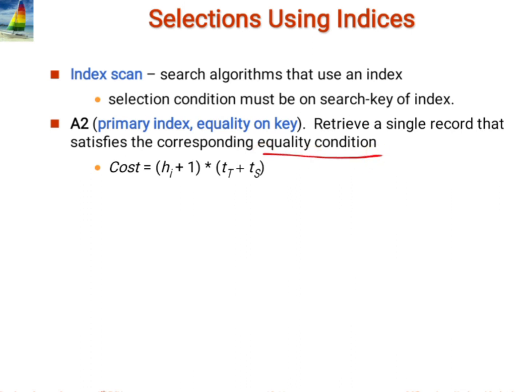The cost will be, whatever key we specify, the key plus 1 into the time to transfer one block of data, plus the number of disk accesses. The time to transfer one block of data and the number of disk accesses, that is the cost of this primary index and equality on key.